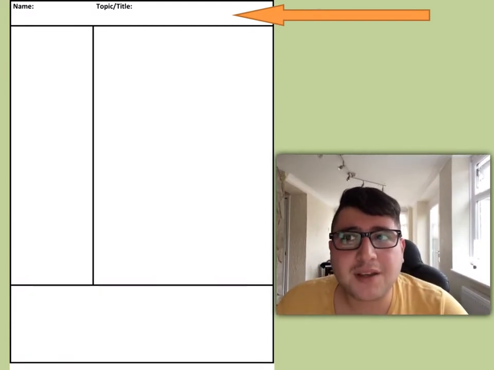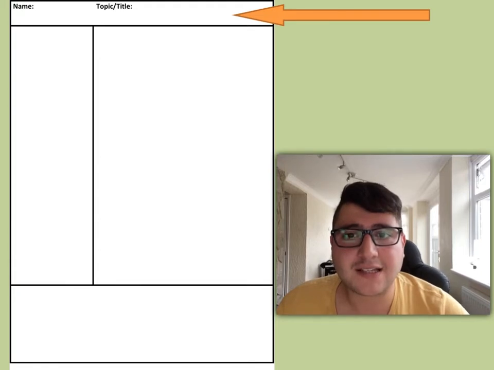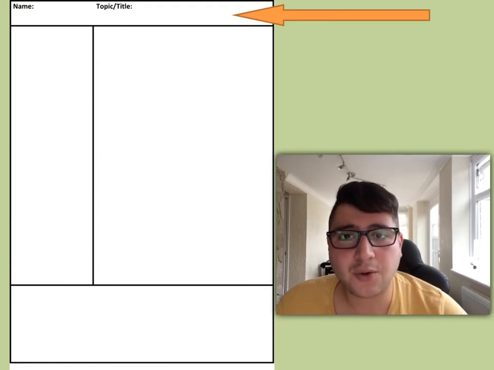Right, at the top you can see name and topic and title. Now I think that's fairly self-explanatory. You need to write your name, and if you're watching a video about Jews at weekends, you're going to write Jews at weekends. It's as simple as that.